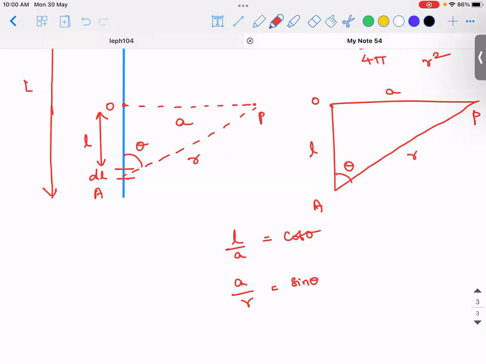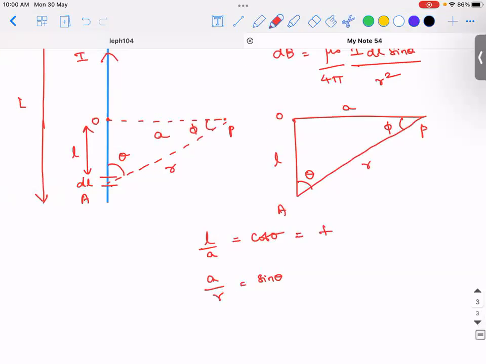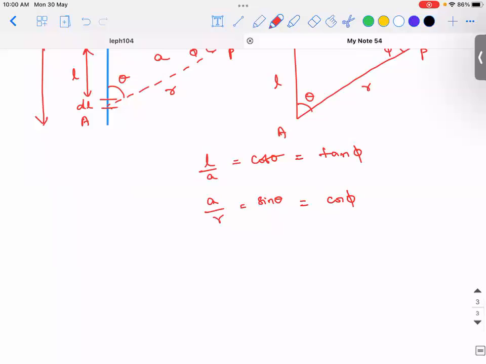So, to eliminate it, what I will do is I'll take another angle phi here. If I take this as phi, now can you tell the same things in terms of phi? Cot theta will be equal to tan phi, and sin theta will be equal to cos phi. Why? Because theta plus phi is 90 degrees. They both are complementary of each other. So L by A is tan phi and A by R is cos phi.